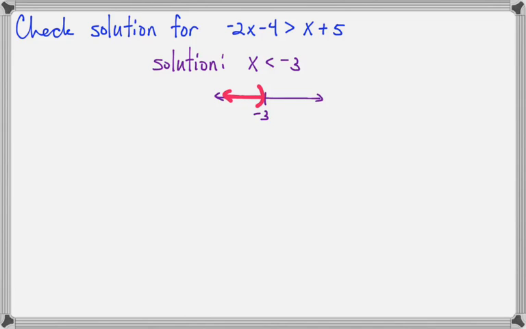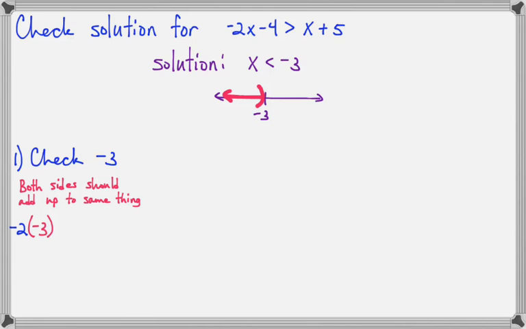So in order to check this, first I'm going to see if negative 3 is the right number, and do that by plugging in negative 3, making sure that they add up to the same thing. So here's negative 2 times x minus 4 equals x plus 5. So on the left, negative 2 times negative 3 is 6, and 6 minus 4 is going to be 2, and on the right, negative 3 plus 5 is 2. And so since both sides are the same, we know that negative 3 is the correct number.